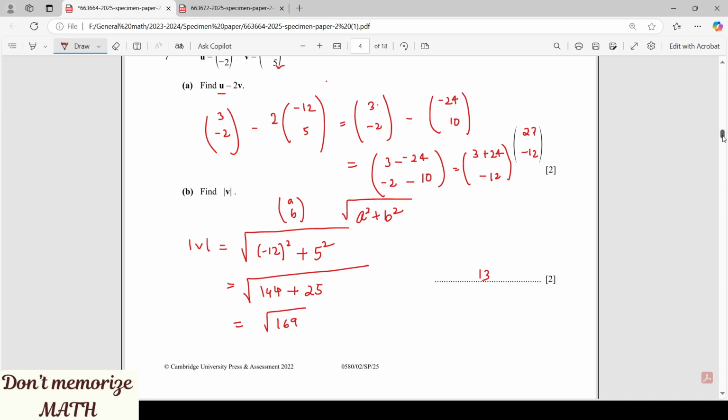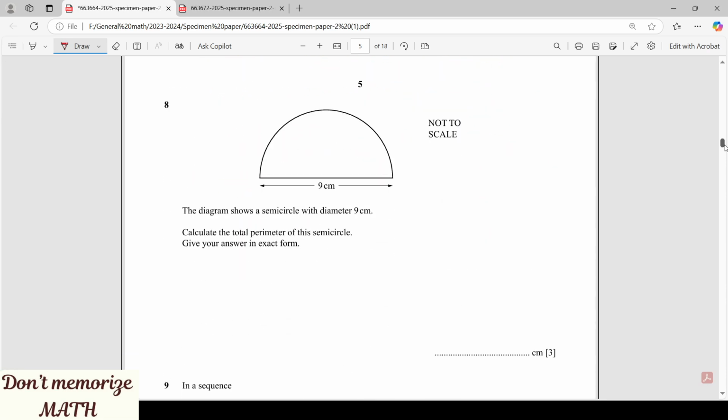Okay, we'll move to the next question. Question number 8. The diagram shows a semicircle with diameter 9 centimeters. Calculate the total perimeter of this semicircle. Give your answer in exact form. Exact form means that you will get the pi form, and you can keep the answer like that. No need to change it to decimal or anything.